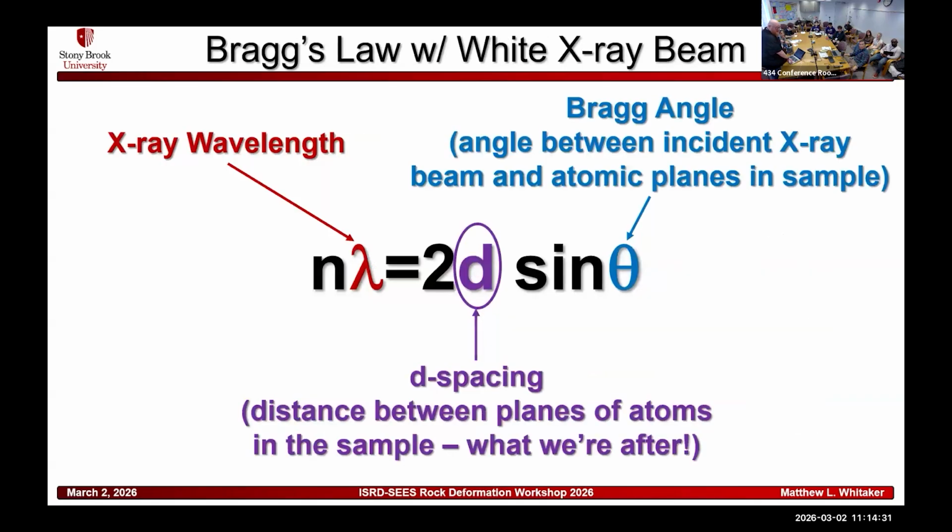Now, in the white X-ray beam, we have the opposite situation. Our theta is going to be fixed or known. And what we're going to be measuring is the wavelength of the X-ray that hits the detector.